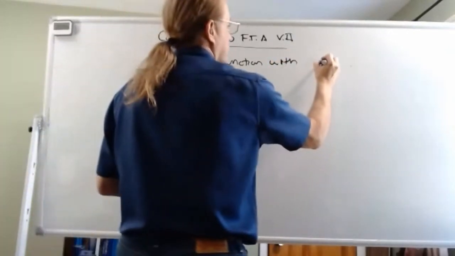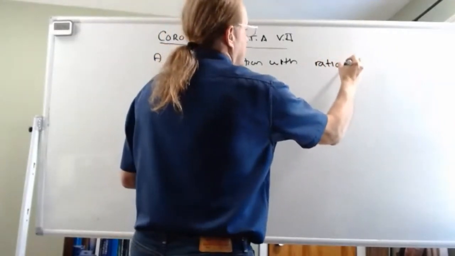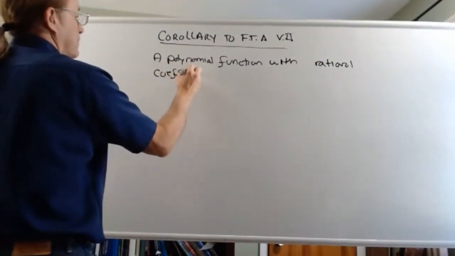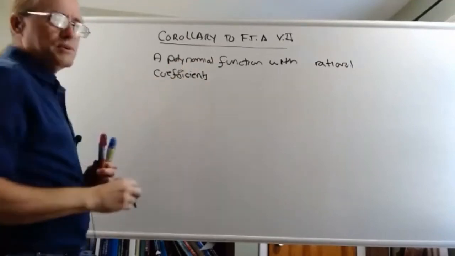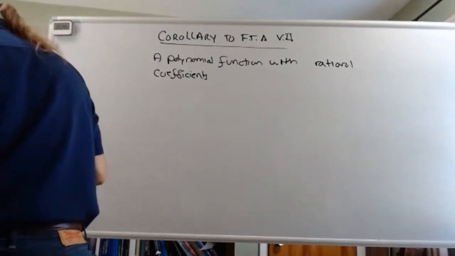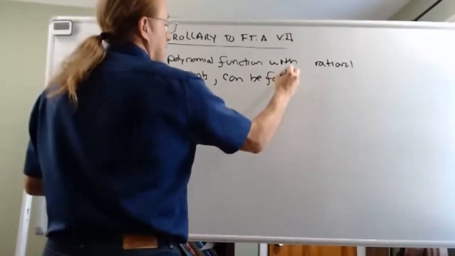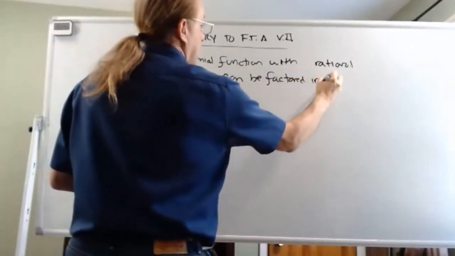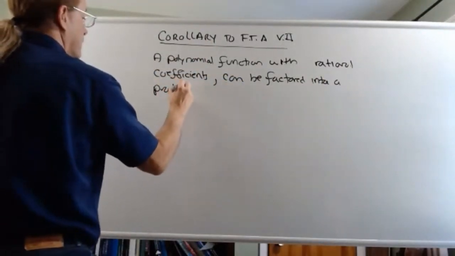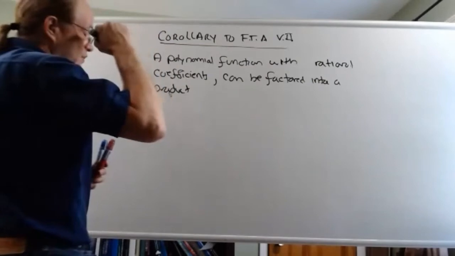With rational coefficients. So I'm not throwing any complex numbers or radicals in front of the square terms or cube terms, just simple rational numbers. Now, in mathematics, we like to generalize, but in the real world, we don't really see that too often. It can be factored into a product of linear binomial factors and something called irreducible quadratics.